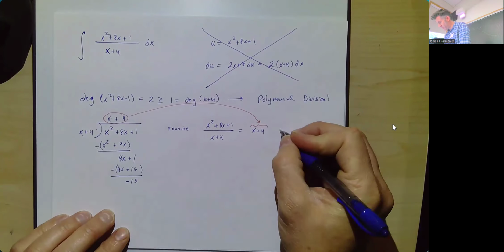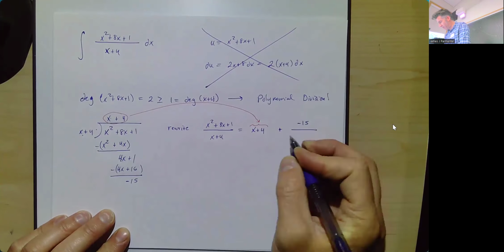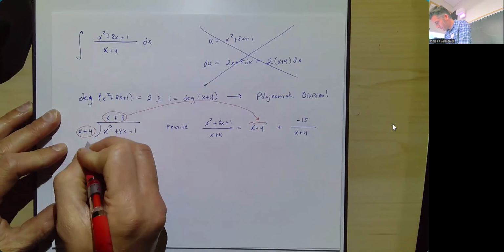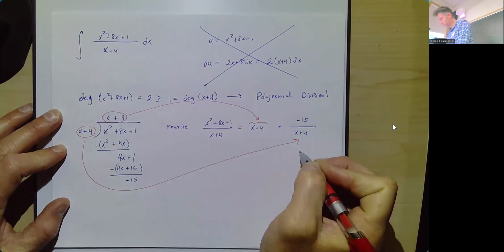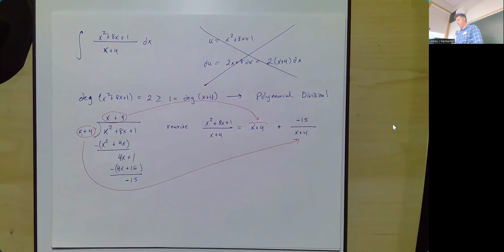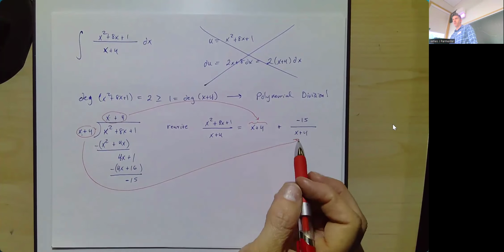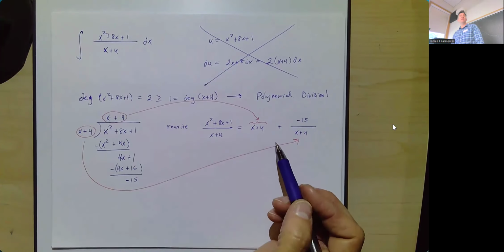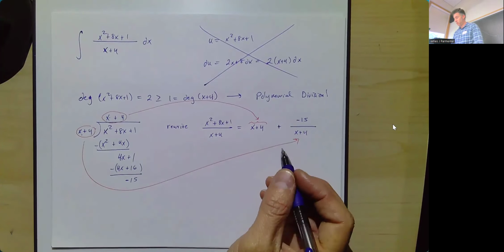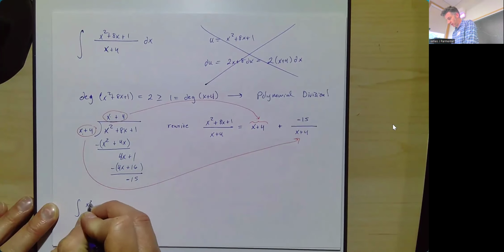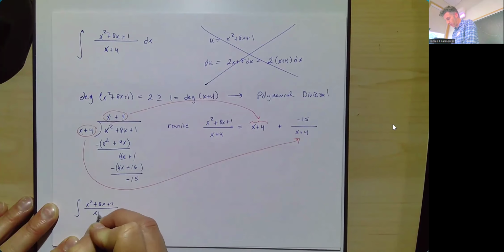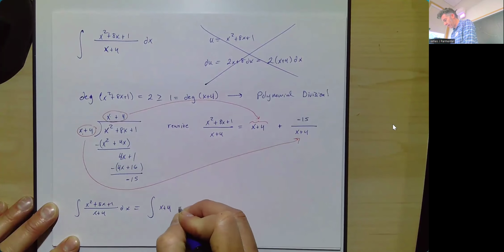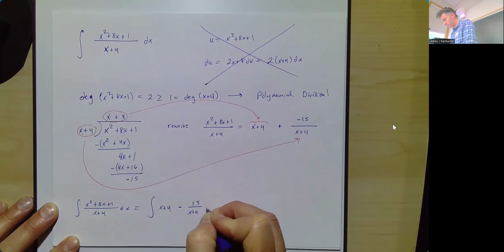plus the remainder, negative 15, divided by the divisor, x plus 4. So it's the thing you got, your quotient, plus your remainder over your divisor. And the point of this is that now the thing you were trying to integrate can be written in a way that's much easier to actually anti-differentiate. So the integral of x squared plus 8x plus 1 over x plus 4 dx is equal to the integral of x plus 4 minus 15 over x plus 4.